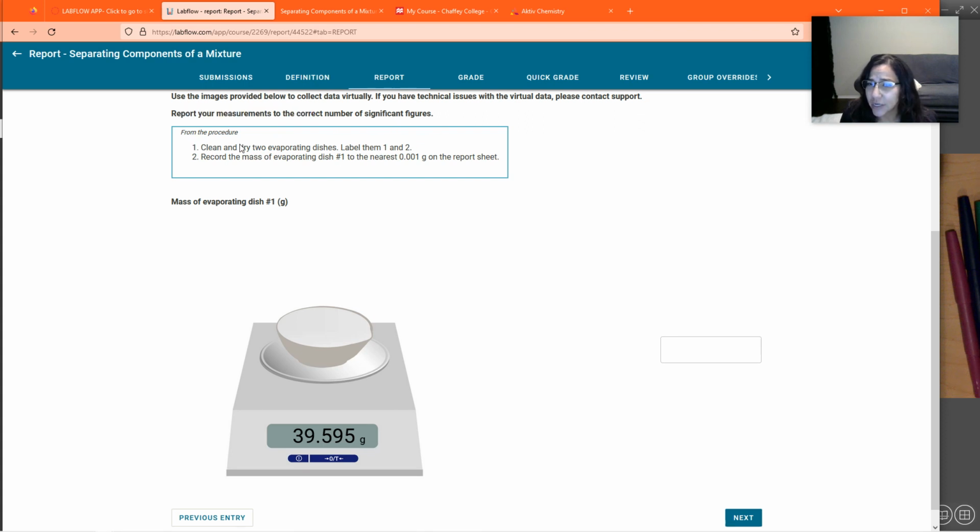So procedure, clean and dry two evaporating dishes. Label them one and two. Okay, so this right here on the top is an evaporating dish. Record the mass of the evaporating dish number one to the nearest 0.001 grams on the report sheet. All right. Now, one of the common mistakes I see is everybody likes to go up here and go, oh, okay, so I need to report this number. And they write that, and then their entire report is wrong. So that's not what it's asking you. It wants you to report this number here to this many places.